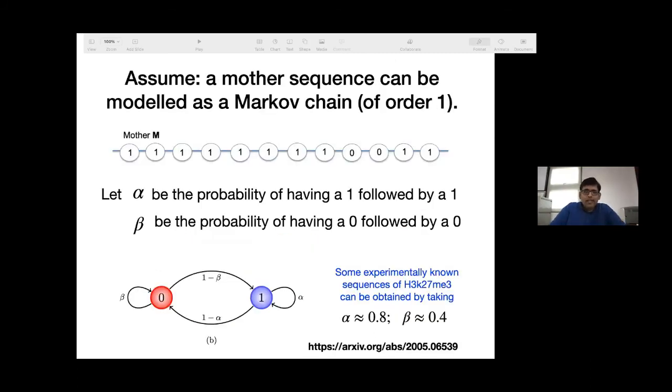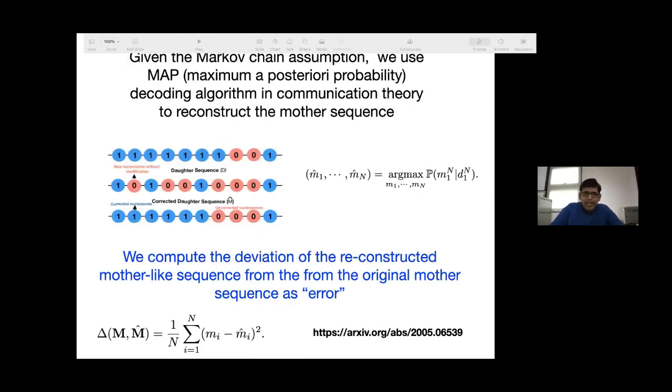And what is the statistical information that the mother chromatin has? Let us assume, to begin with, that the mother chromatin is like a Markov chain of order 1. In the Markov chain, we have two parameters, alpha and beta, where alpha is the probability of having 1 followed by 1, and beta is the probability of finding 0 followed by 0. And 1 minus alpha and 1 minus beta are the probabilities of flipping from 1 to 0 and 0 to 1 respectively.